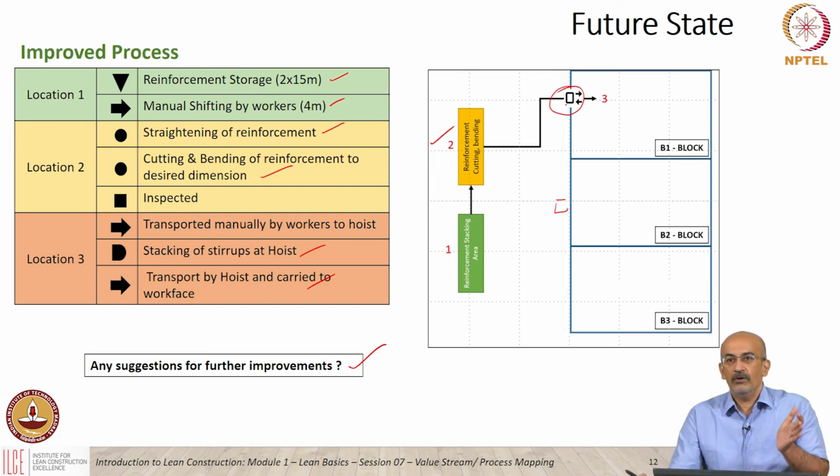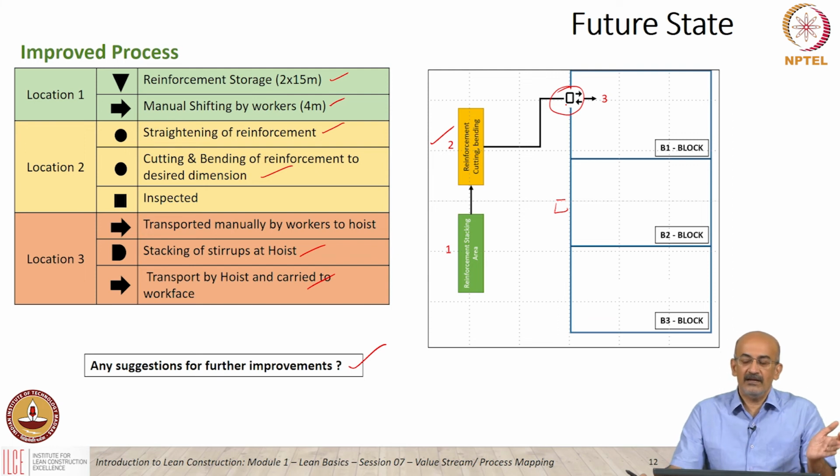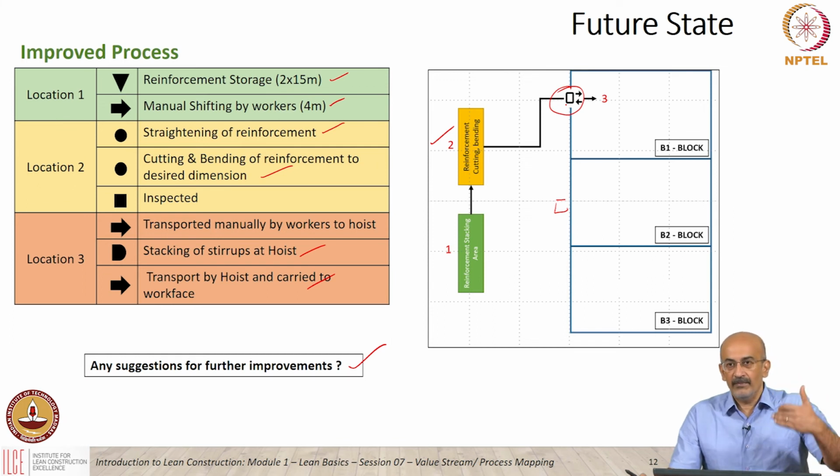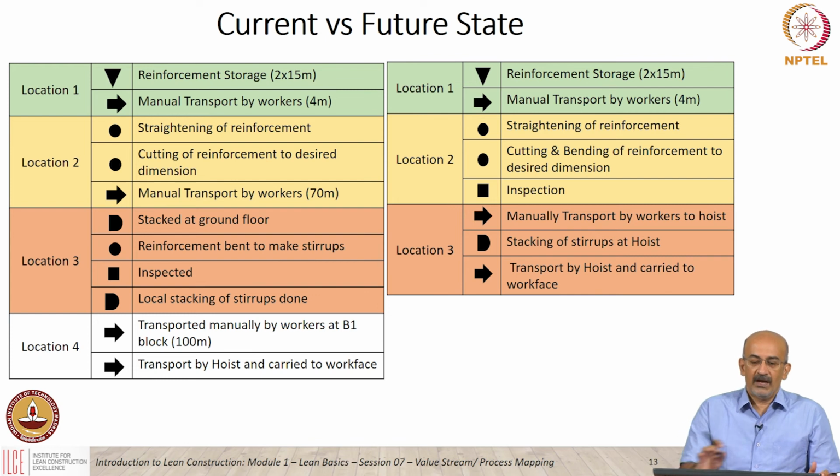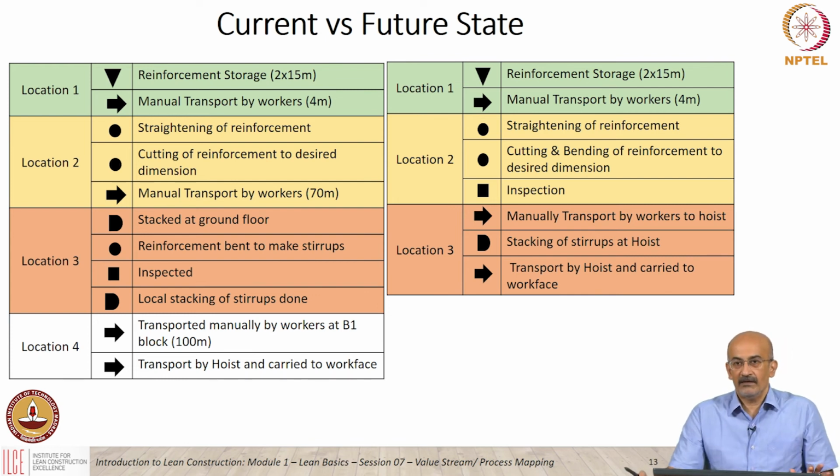So this is just an example of how we can use a process map to show the current state and the future state of processes. The ideas that can be put forward should be made into a process map and shown. So here we have the current state versus the future state side by side.